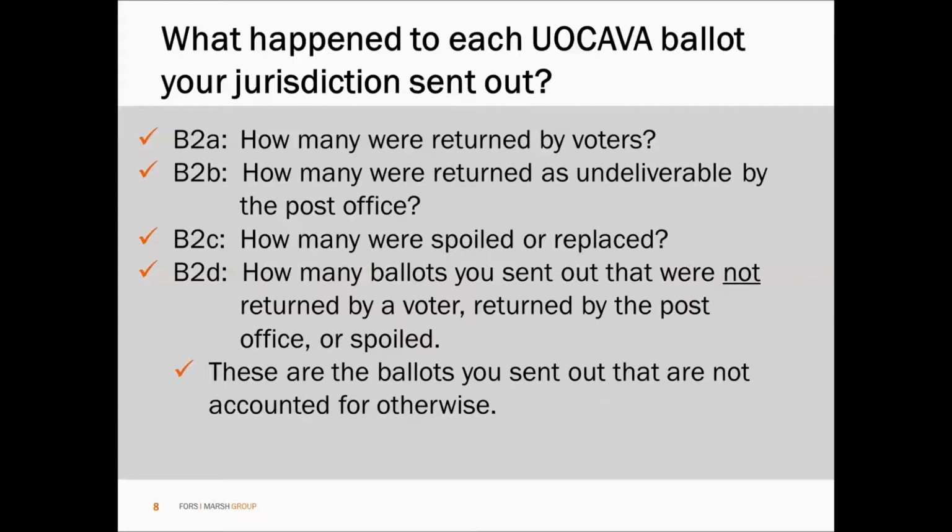Question B2 is asking what happened to each of the ballots that your jurisdiction sent out. First, how many were returned by UOCAVA voters? Second, how many were returned by the post office as undeliverable? And third, how many were returned as spoiled or were replacement ballots? B2D is just asking how many of the ballots that you sent out were not returned by a voter, returned by the post office, or spoiled. So basically, B2A through B2D should total back up to B1A, the total number of ballots you sent out.